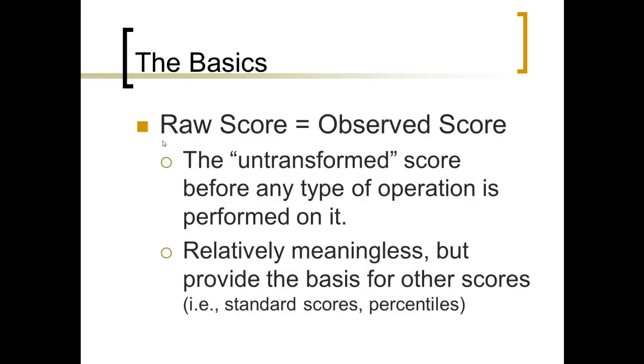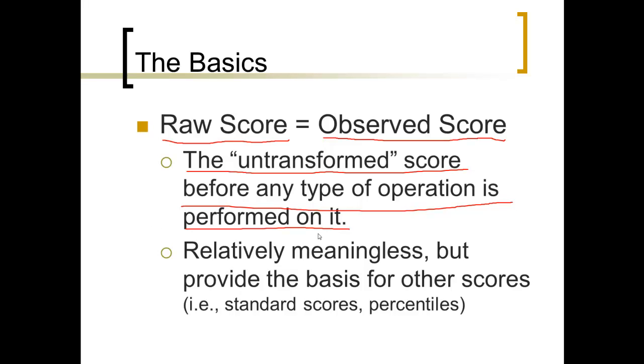Now, they talk about a raw score versus an observed score. According to your book, the raw score is the score you observe, or the observed score. If you make a 25 out of 30 on a quiz and your score is a 25, that's your raw score or observed score. These are the same things here. It is an untransformed score before any type of operation is performed on it.